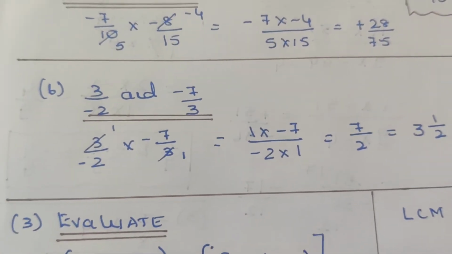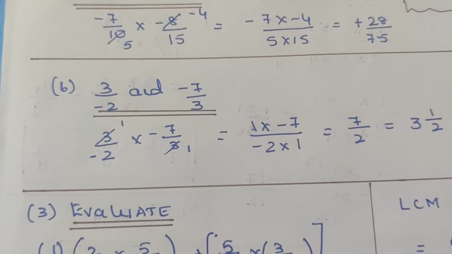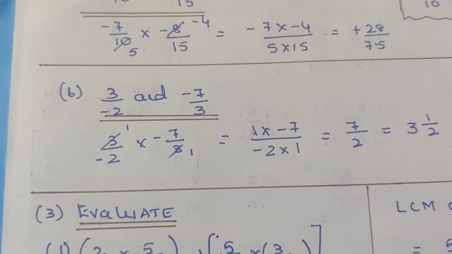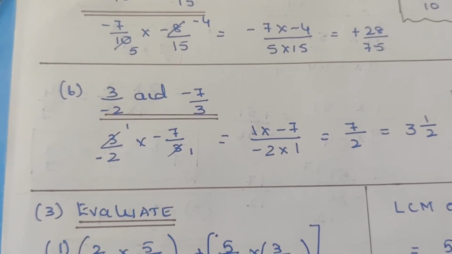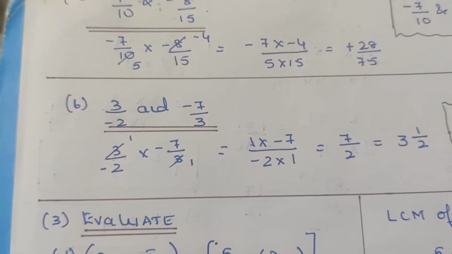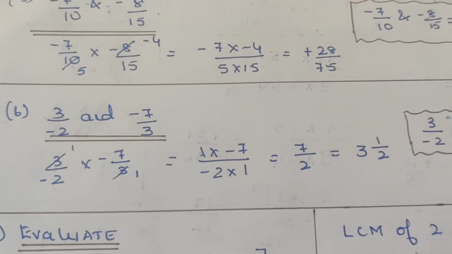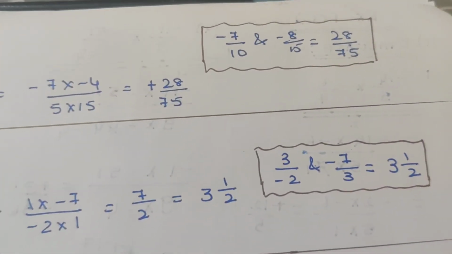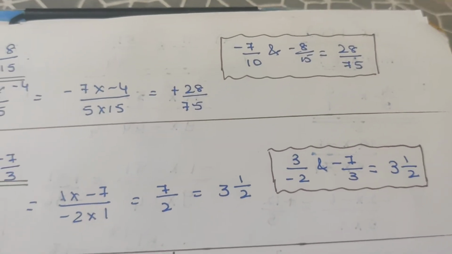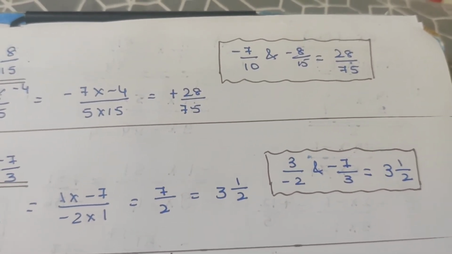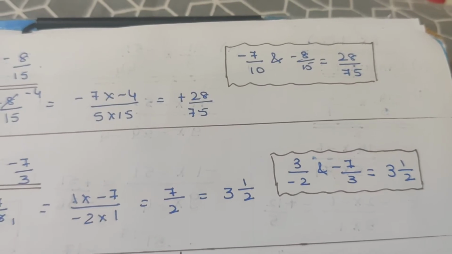3 by minus 2 and minus 7 by 3. That is 3 by minus 2 into minus 7 by 3, which is equal to 1 into minus 7 by minus 2 into 1. That is equal to 7 by 2. That's equal to 3 1 by 2. Therefore, 3 by minus 2 and minus 7 by 3 is equal to 3 1 by 2. Just pausing for a few seconds.